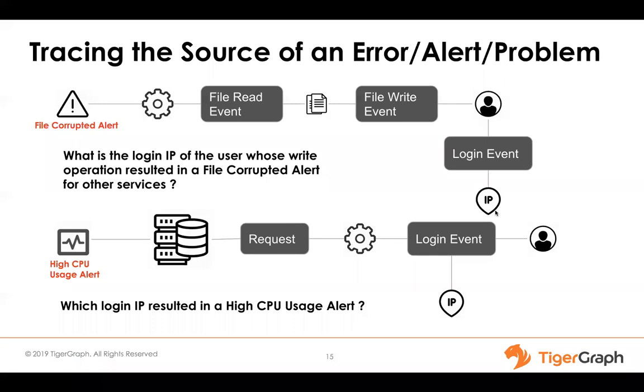So if we do this in a traditional relational database, it's about 6 joins. It takes a very long time to figure out the source. However, with a graph database, we can obtain this insight in real time.